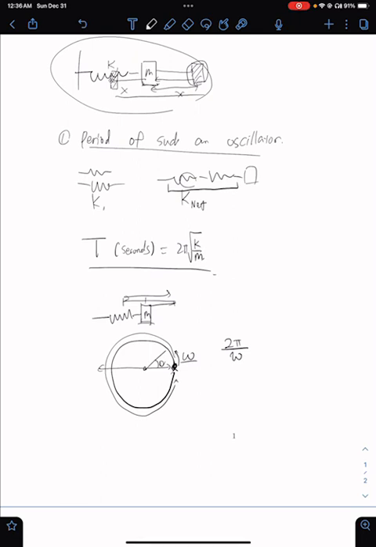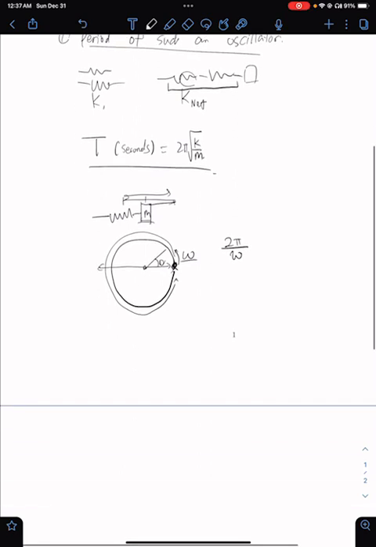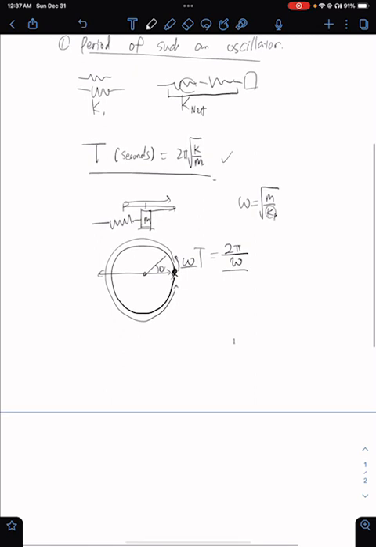Angular velocity, angular momentum, all that stuff, look at Eamon's video or any other video on rotational motion. That will help you a lot on understanding what this is. But basically, that's the period. And in this case, omega is square root of k over m for a harmonic oscillator. And k here is just k net that I mentioned above. And yeah, that's basically what you need to know for the period of an oscillator.